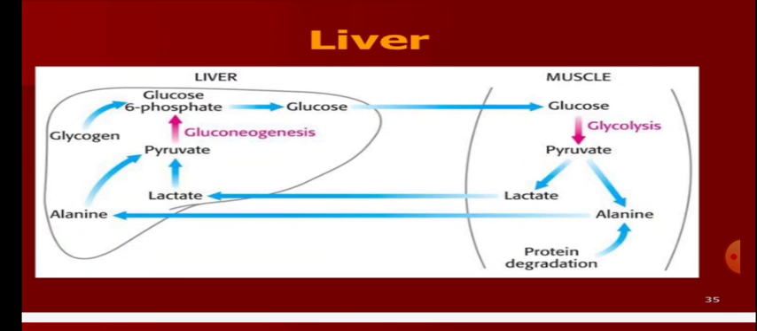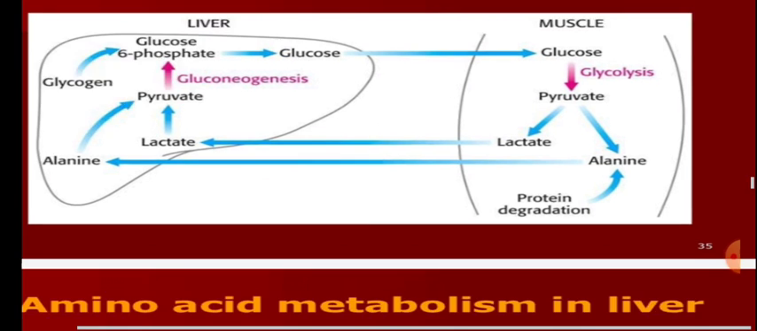So glucose-6-phosphatase releases glucose to the muscles, then glycogen gives glucose, and alanine gives pyruvate and lactate. Gluconeogenesis is there. So pyruvate gives lactate and alanine, and protein degradation is there.